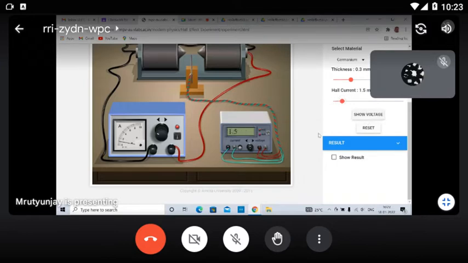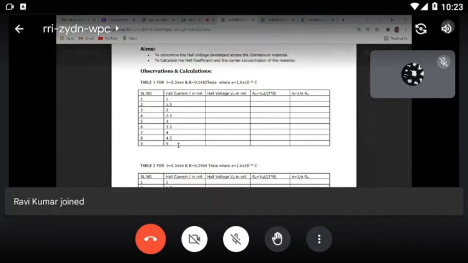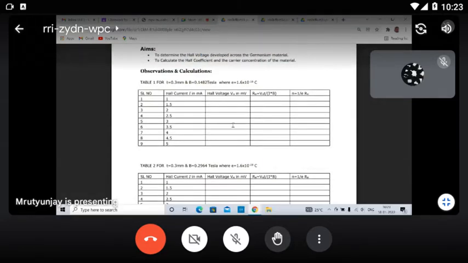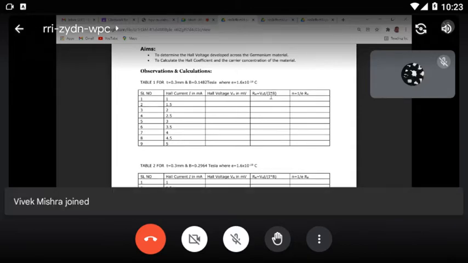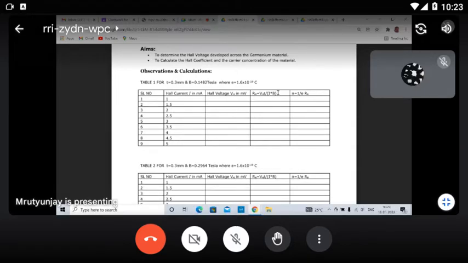Okay. Then after once again, you need to change the current to 1.5 milliampere. Then click the show voltage and write it accordingly. Then after change the current to 2 milliampere, 2.5 milliampere, 3 milliampere, up to what? 5 milliampere you need to check. Okay, clear? Yes, sir. So by changing this Hall current, you got the Hall voltage for different Hall currents. Then by using the formula, first of all you have to find out the Hall coefficient RH, then after n.